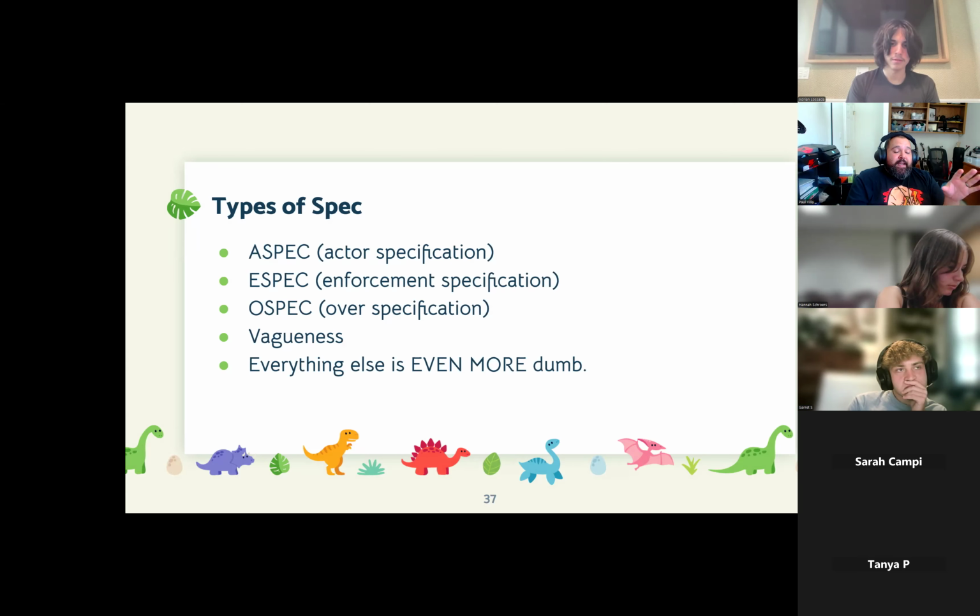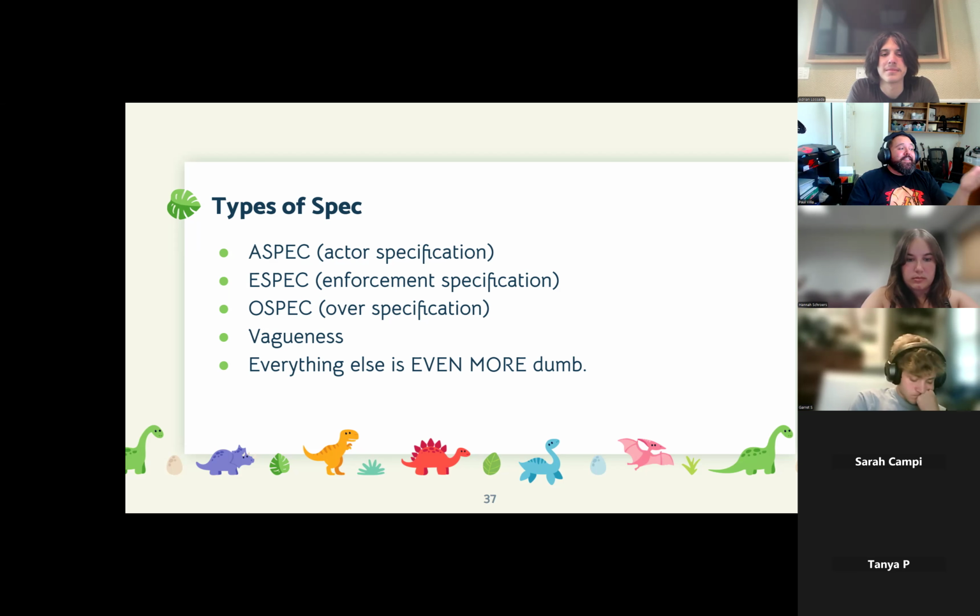Here's a bunch of types of spec. I'm leaving out a number of them because they're all stupid. These are the kind of acceptable specs: actor specification, which is A spec; enforcement specification, which is E spec; over specification, which is O spec; vagueness, which is like under specification; and everything else is dumb. F spec, almost always dumb. Okay, they just get to fiat it. Who cares? You don't get to defund the F-35 Lightning, et cetera, et cetera. These are the various kinds of spec. You should be aware that they exist.